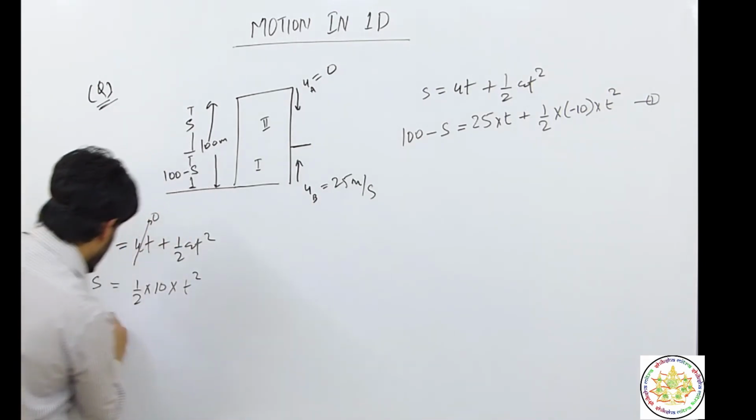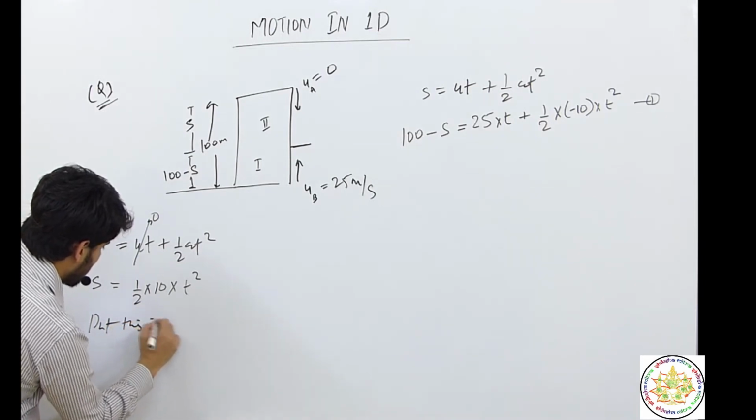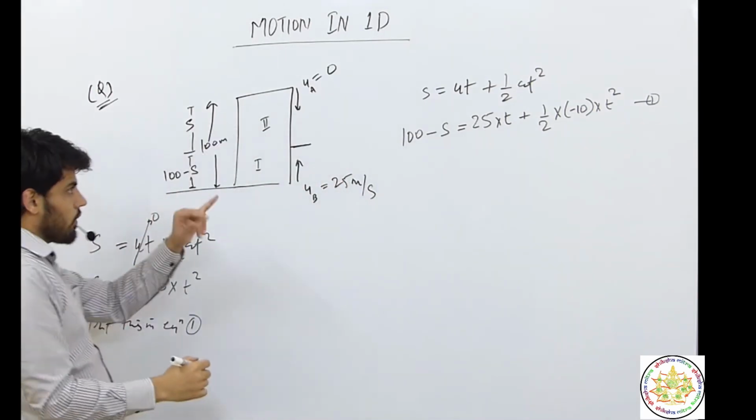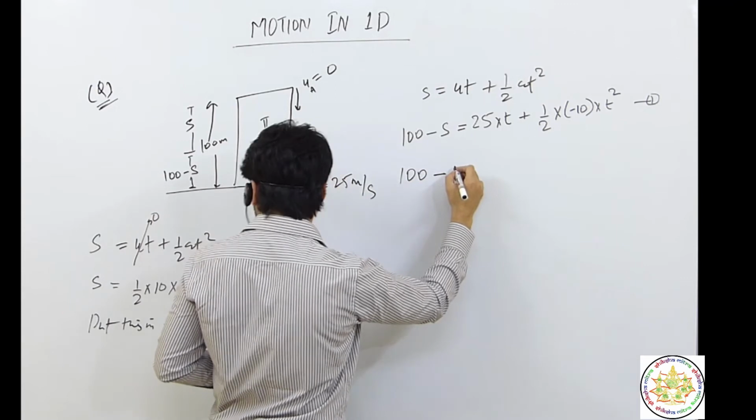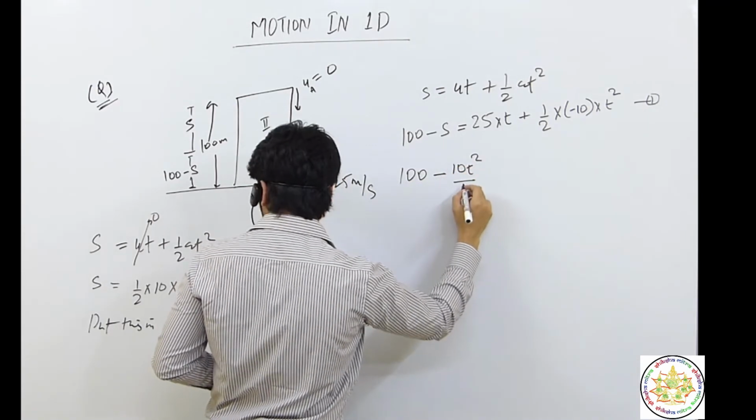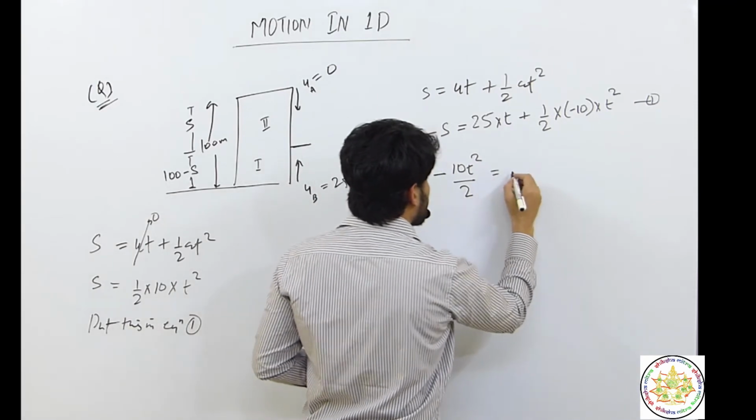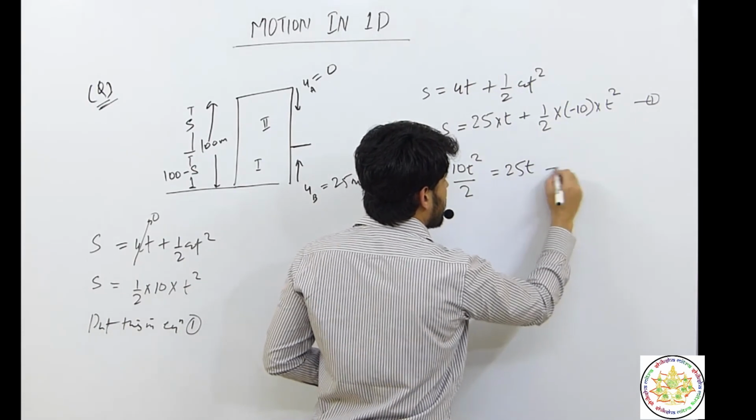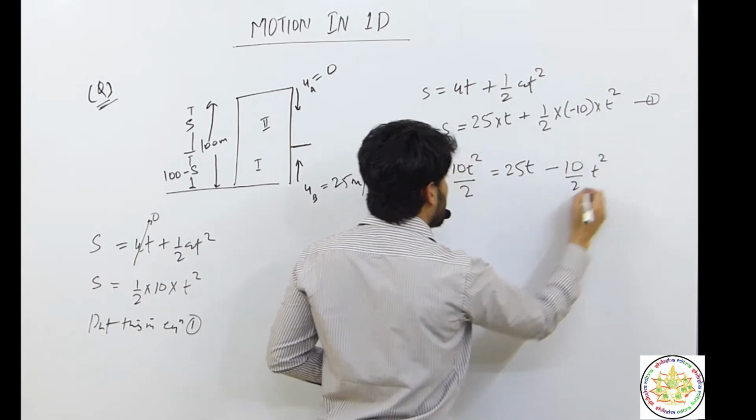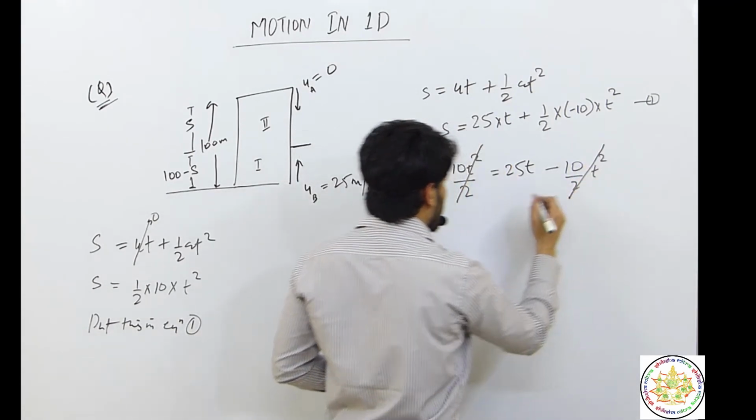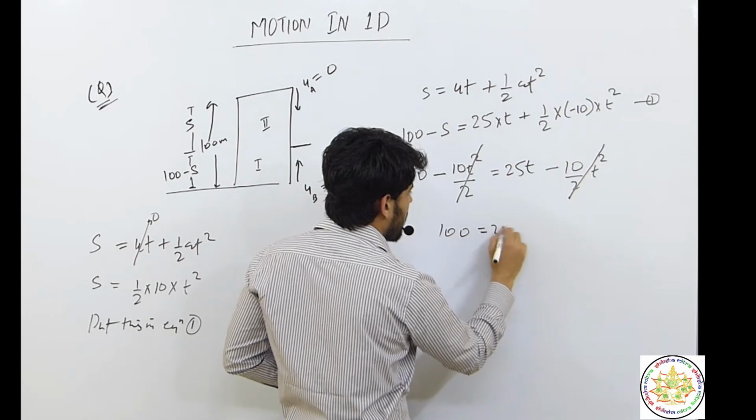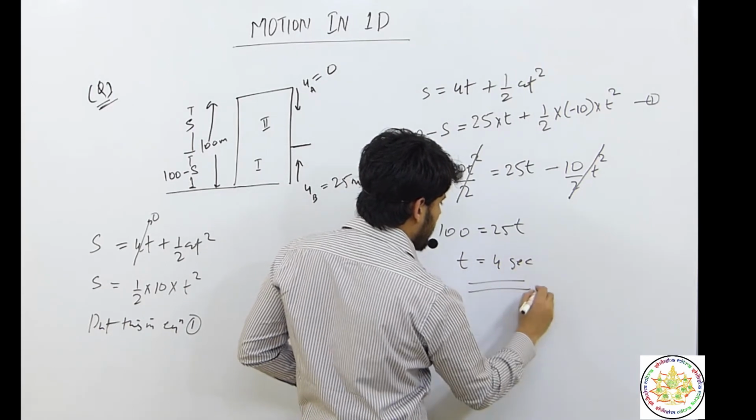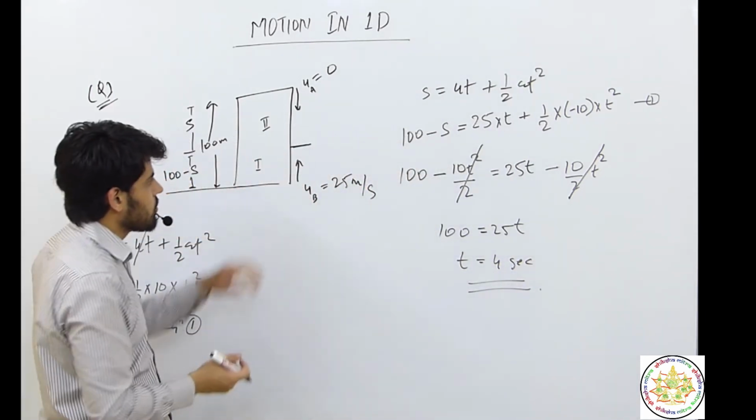We will put this in equation 1. That was equation 1. We'll put the value of s over there. So 100 minus 10 t square by 2 equals 25t minus 10 by 2 t square. So 10 by 2 t square got cancelled, so 100 equals 25 t, and the time comes out to be 4 seconds. So the time after which they strike is 4 seconds.